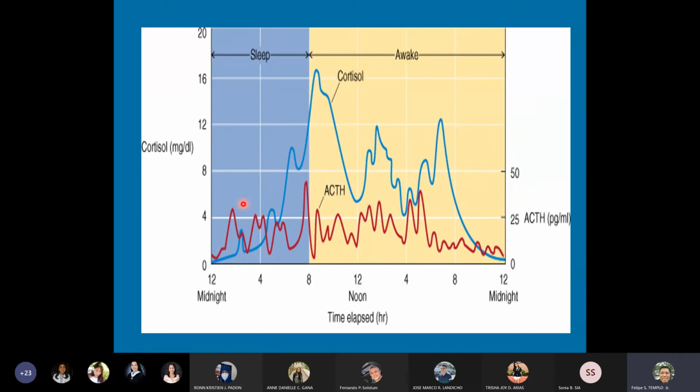So take note again, your cortisol follows the rhythm. This is in sync with your ACTH. It's not the same, but if the ACTH is elevated, after a few hours, your cortisol production is also elevated. So take note here at 8 p.m., the ACTH spikes, maybe at 7:30, and then your cortisol spikes at around maybe 9 o'clock. So basically, they are in sync with one another.